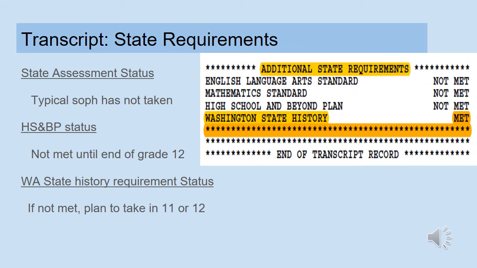Below that is your additional state requirements. Typically, sophomores have not really taken any of the state required assessments for English or math, and you're not going to have your high school and beyond plan done until the second semester of your senior year. But most sophomores should have Washington State history met.